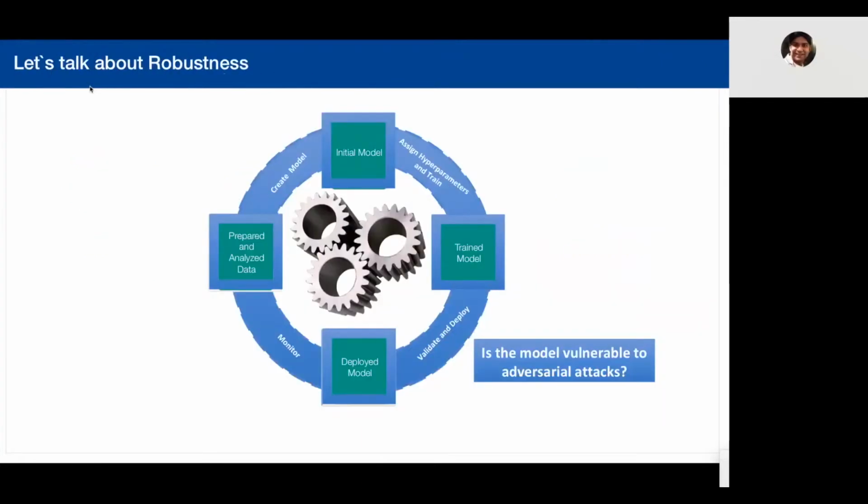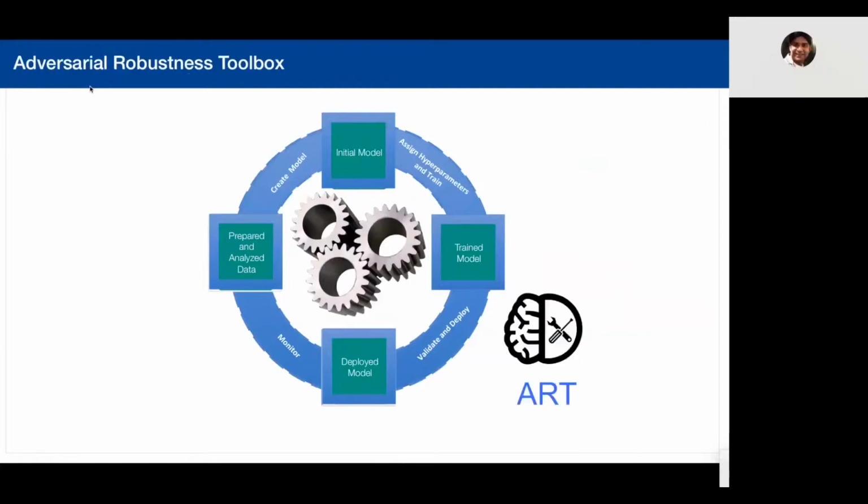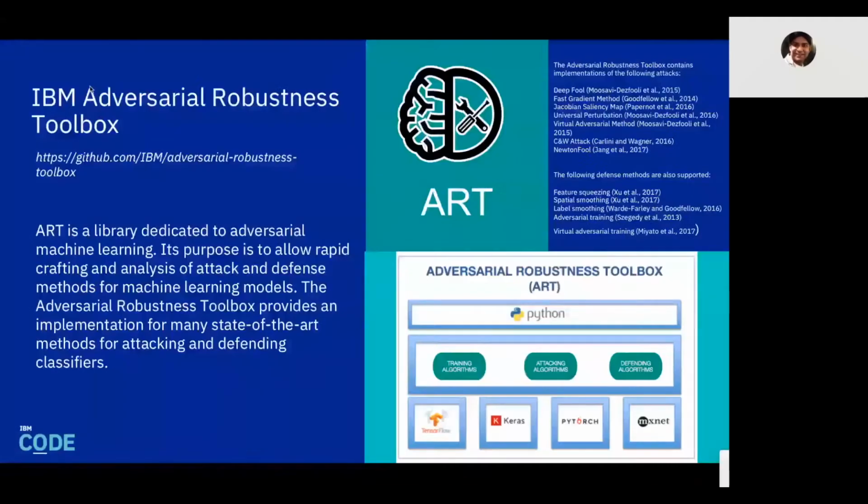Let's talk about robustness very briefly. Is the model vulnerable to adversarial attacks? For that, we launched a tool in open source called Adversarial Robustness Toolbox, or in short, ART. It's a library dedicated to adversarial machine learning. Its purpose is to allow rapid crafting and analysis of attack and defense mechanisms, and it provides state-of-the-art implementations of many of the research methods available for simulating attacks on your models, generating adversarial samples, and not only that, defending your models from adversarial attacks if they are found vulnerable.